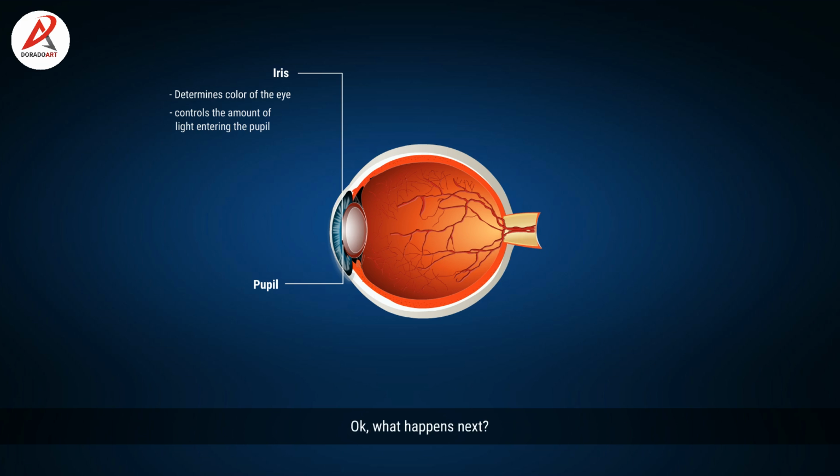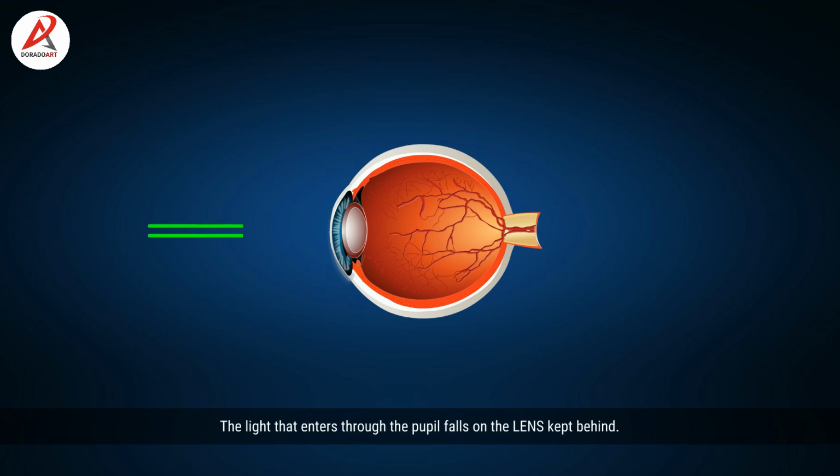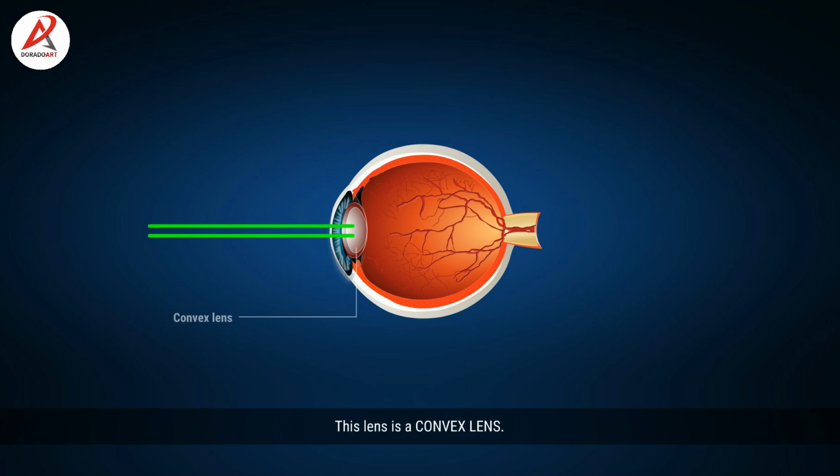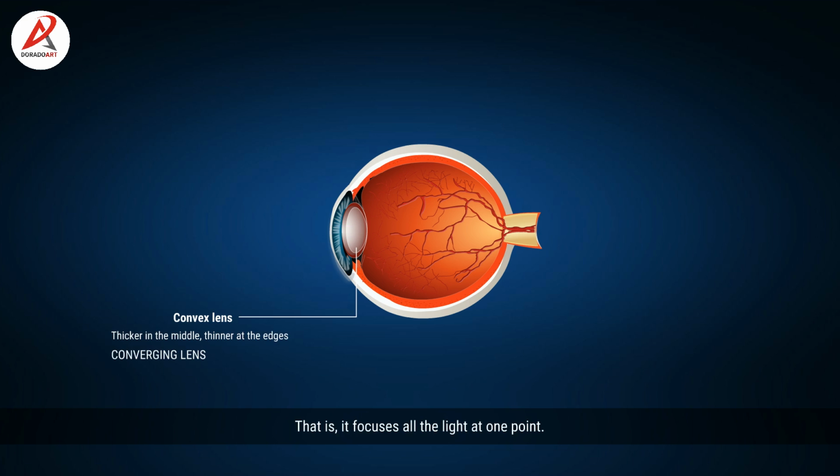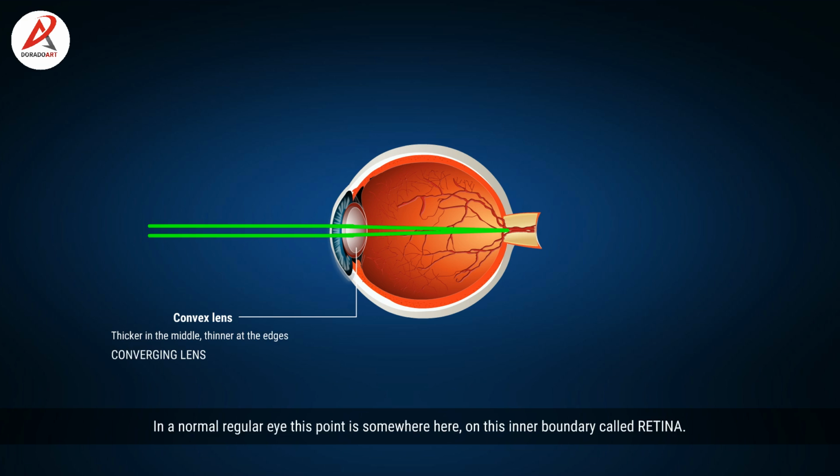Okay, what happens next? The light that enters through the pupil falls on the lens kept behind. This lens is a convex lens. What is a convex lens? We already know what a biconvex lens is. It is a lens which is thicker at the center than the edges. It is a converging lens. That is, it focuses all the light at one point. In a normal regular eye, this point is somewhere here, on this inner boundary called the retina.